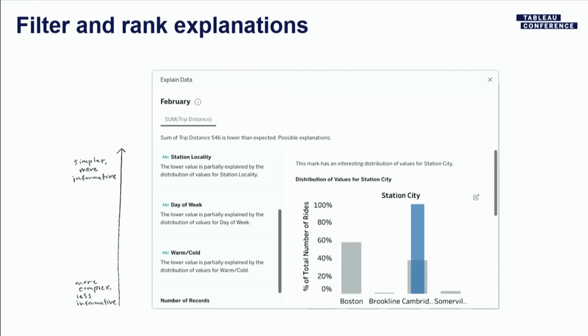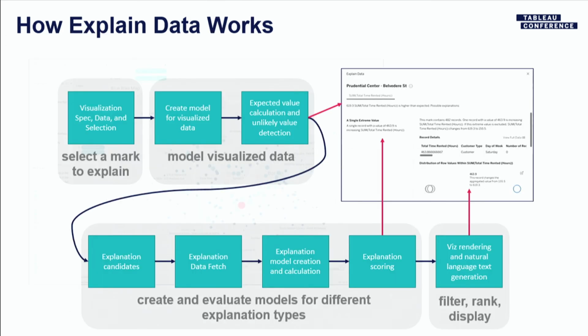So we end up with a list. We've taken away the least informative and the least certain explanations, and we surface them in this list here. And then, as we showed you before, we present each explanation with a natural language string and with a viz. So when you click the light bulb, these are the steps that we go through to surface explanations.